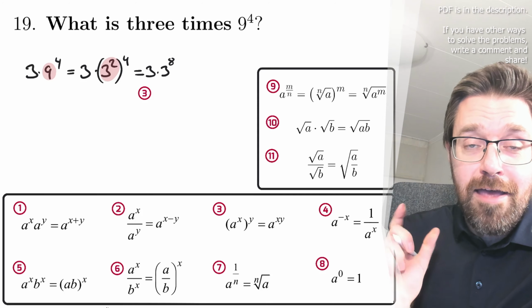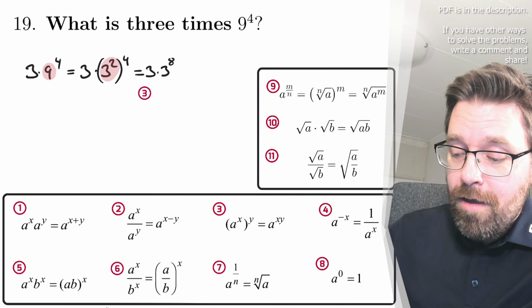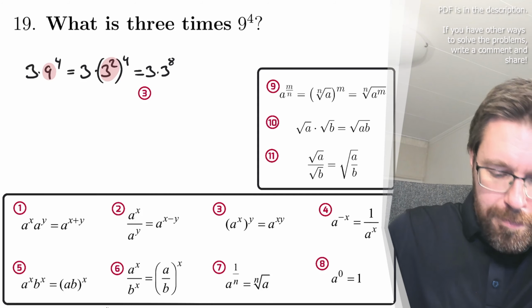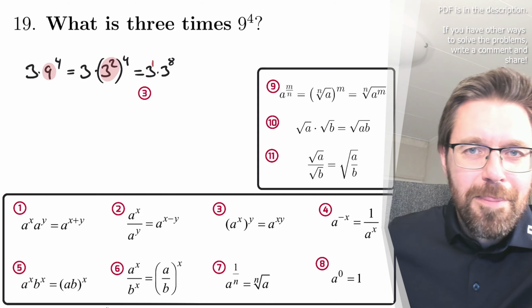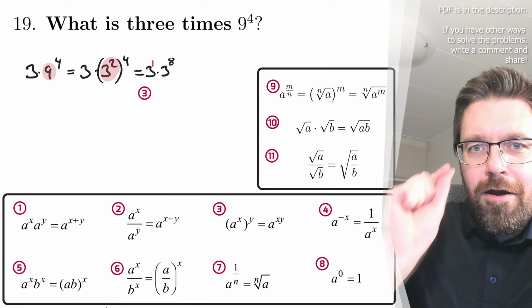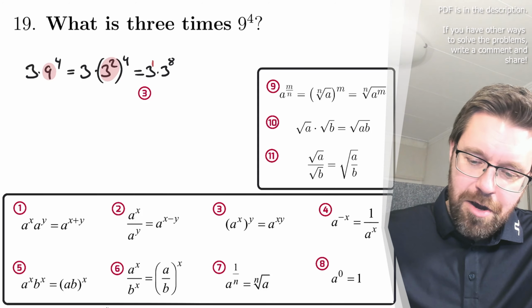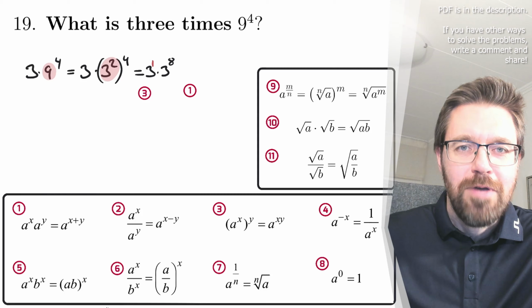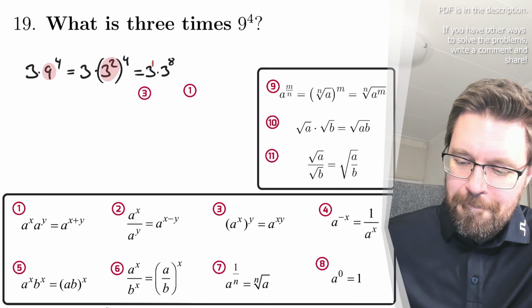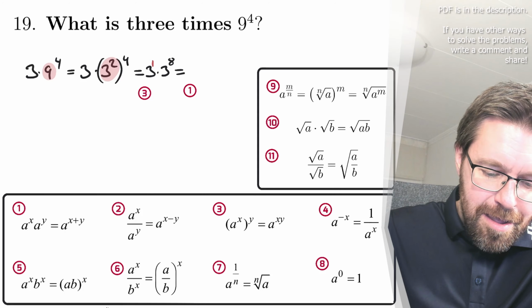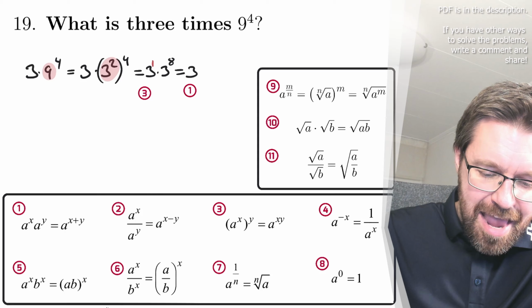And now I have the same base here on the 2 powers, because the number 3 will become a power if I write the exponent 1 here. And then I can use rule number 1 to add the exponents to each other. And it will be 3 raised by 9.